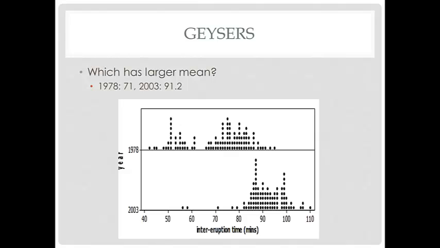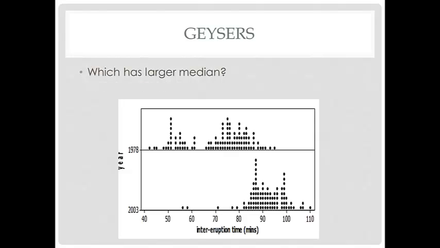I think it's fairly straightforward to see that the center is larger in 2003 than in 1978, and when we compute the mean, we see that. The mean is almost 20 minutes longer in terms of interruption times in 2003 compared to 1978.